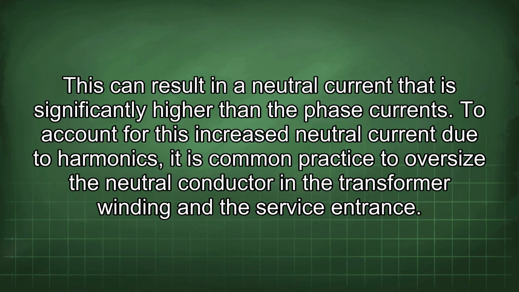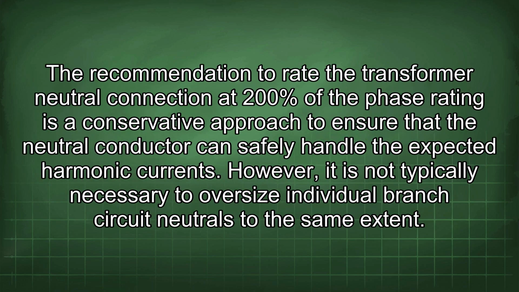This can result in a neutral current that is significantly higher than the phase currents. To account for this increased neutral current due to harmonics, it is common practice to oversize the neutral conductor in the transformer winding in the service entrance. The recommendation to rate the transformer neutral connection at 200% of the phase rating is a conservative approach to ensure that the neutral conductor can safely handle the expected harmonic currents.